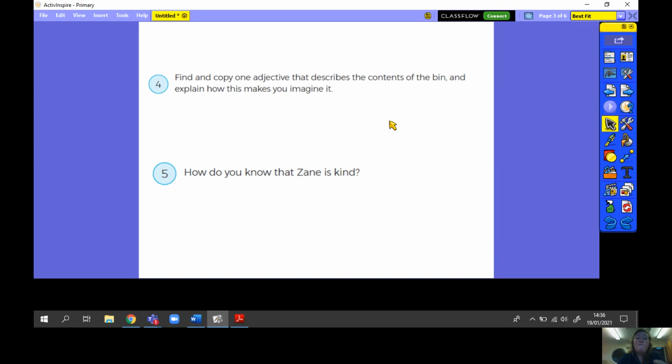And then it says, number 4, find and copy one adjective. Now, you know what an adjective is? It's a describing word. So you're looking for one that describes the contents of the bin. And when you found that adjective, explain why it's a good adjective. Why does this help you to imagine it? Okay, so give me a reason why the author chose that word, okay?